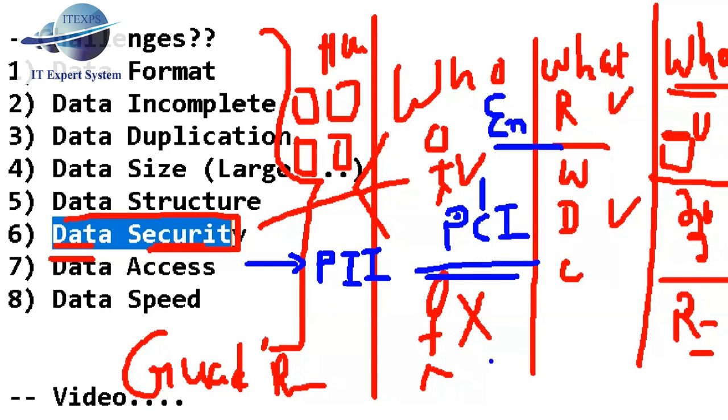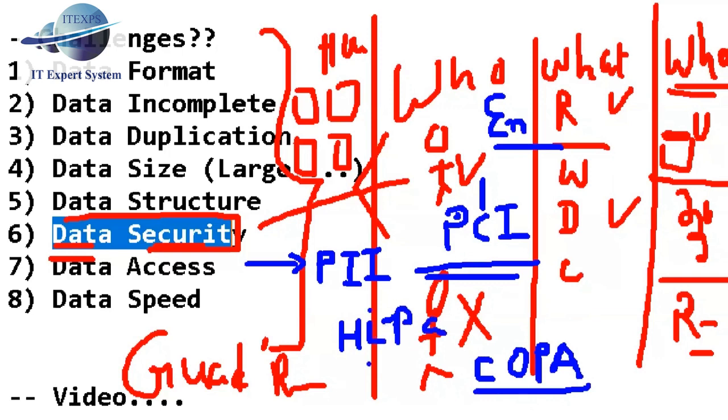We call it CIA, right? And I'm sure you know CIA means confidentiality. Confidentiality means you hide it, not show. Integrity means don't change, and access. So confidentiality means not show it. And integrity means if somebody has access, before and after, the data remains intact. So again, access is very important. Access means what you should allow and how you stop.